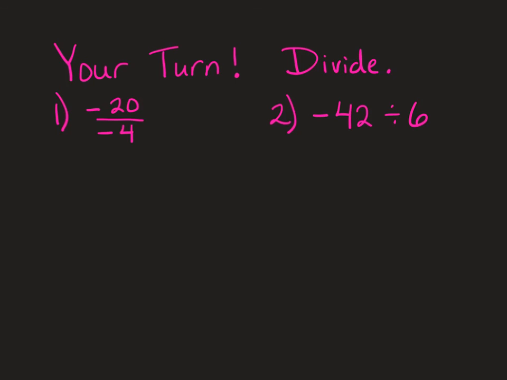So on our first problem, negative 20 divided by negative 4, we have a negative divided by a negative. That means we'll have a positive answer. And 20 divided by 4 is 5. On our second problem, negative 42 divided by 6, we have a negative divided by a positive, which will give a negative answer. And 42 divided by 6 is 7. So we've got negative 7.